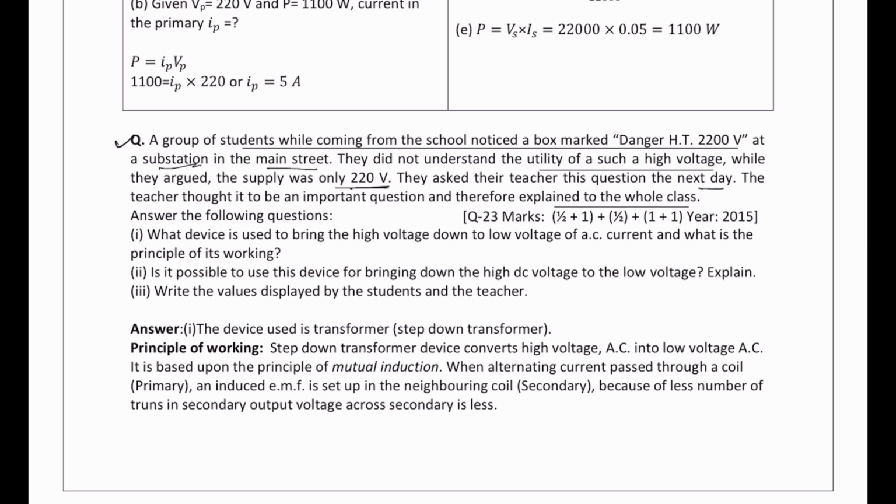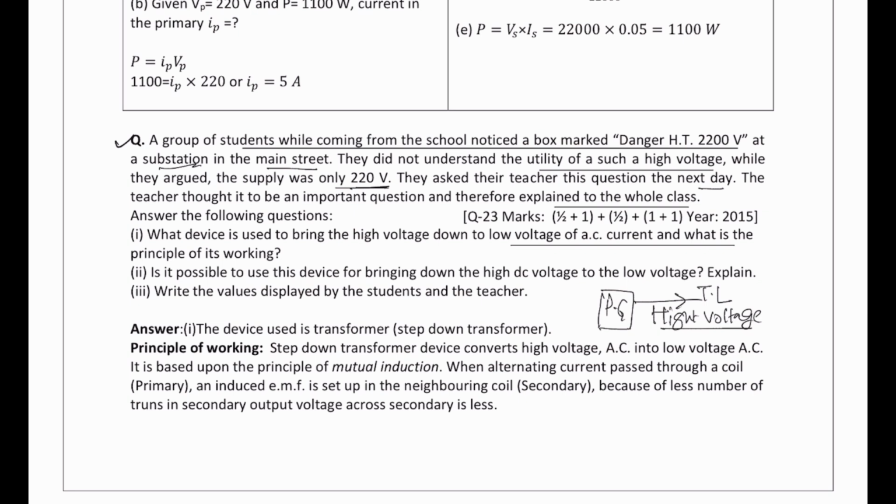Answer the following: what device is used to bring high voltage down to low voltage AC? This is a transformer. From the power generation station we supply through the transmission line high voltage current. Voltage is very high but current is very low. Why is it high voltage? Because if current is more, then most of the energy will be wasted in the form of heat energy.